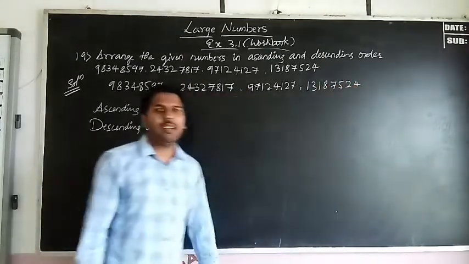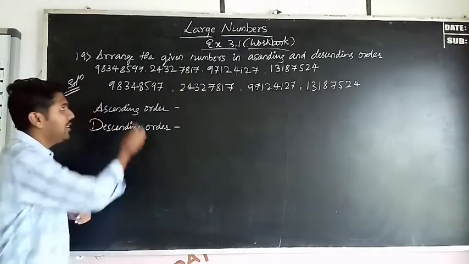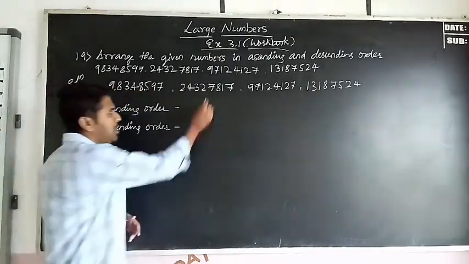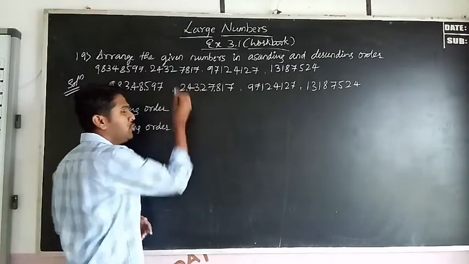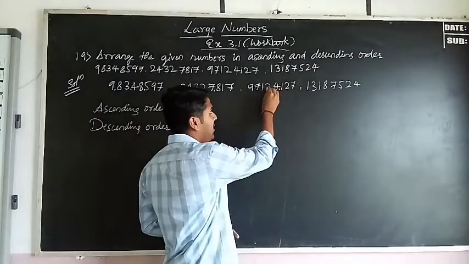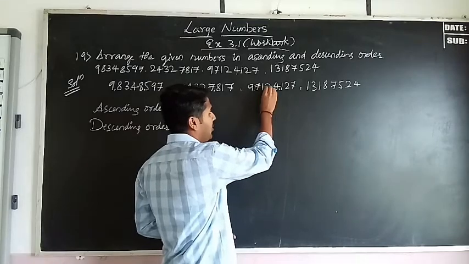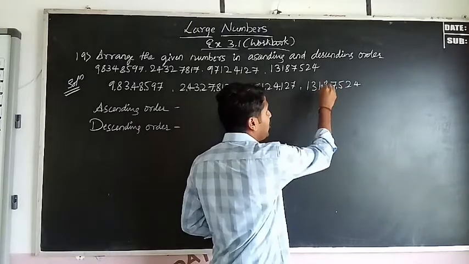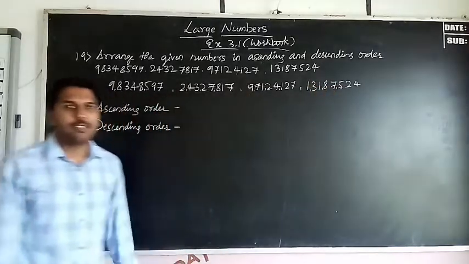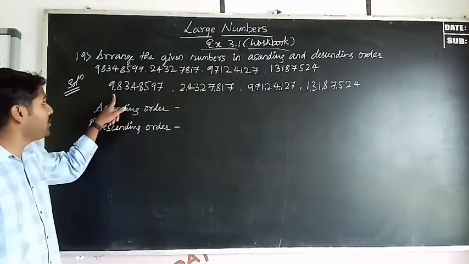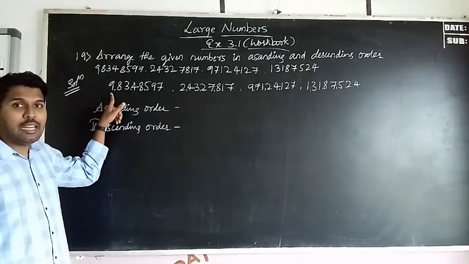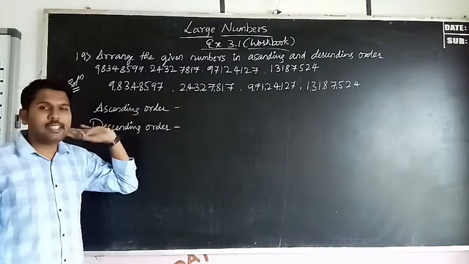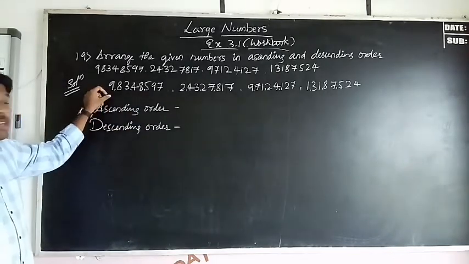13187524. Okay, so place the commas here in the Indian system: 3, after that 2, next 2. Here also 3, 2, 2. Next 3, 2, 2. Next comma comes after 3 digits, next 2 digits, 2 digits. Okay, so first check the place value here. What is this number? 9 crore 83 lakh 48,597.